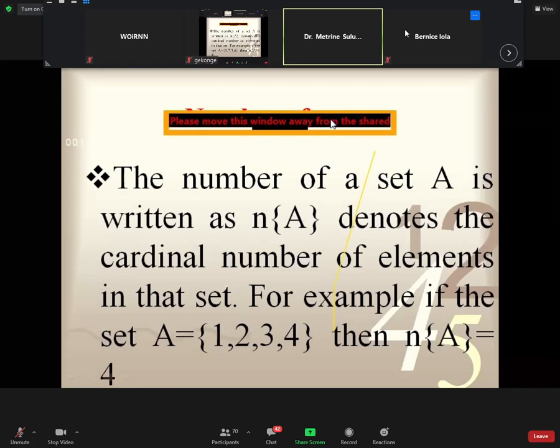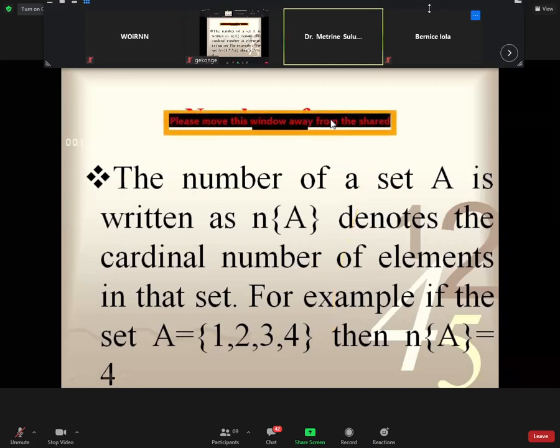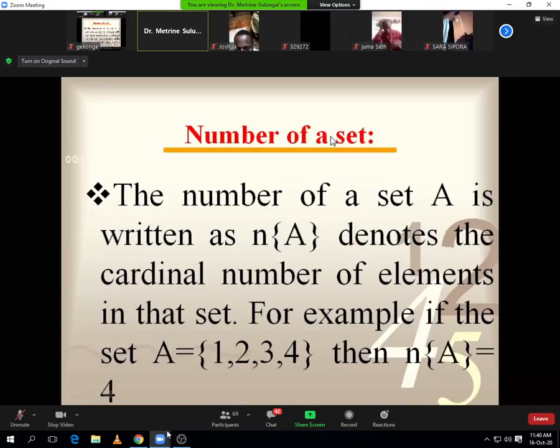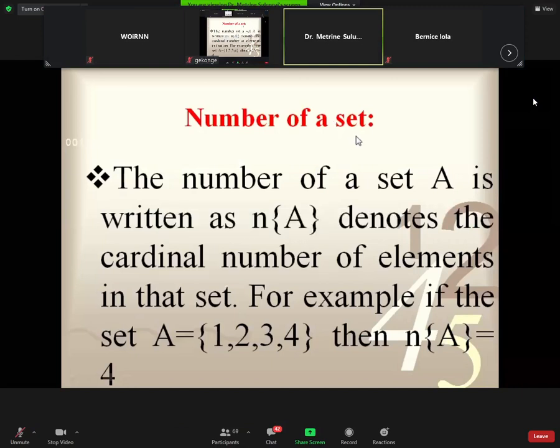I said we are looking at the number of a set. How do we represent that symbolically? We have a small letter n outside the bracket. Then you open the brackets, write the name of the set in capital letters, A for example, then close the bracket. That simply means how many elements are in that particular set. For example, A is equal to, open brackets, 1, 2, 3, 4, close brackets. This means that set A has only four elements. That is the cardinal number of sets, the number of elements in the set, just as simple as that.